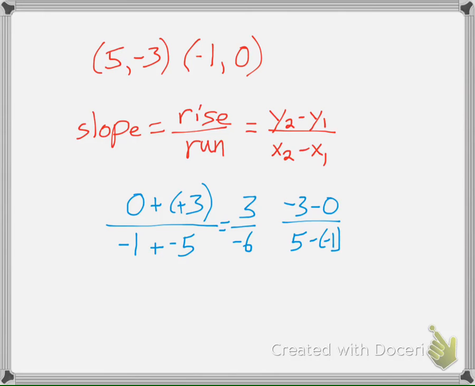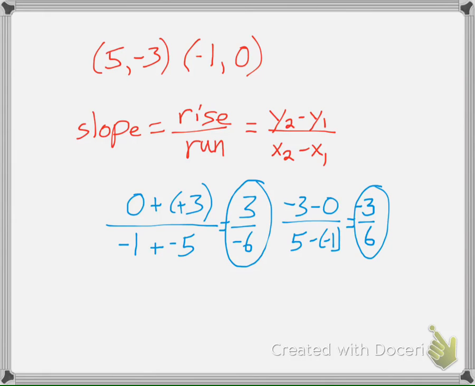So, 3 over -6. Now, over here, -3 minus 0 is -3, and then 5 minus -1 is 6. So here I get positive 3 divided by -6. Here I get -3 divided by positive 6. And it's the same thing.